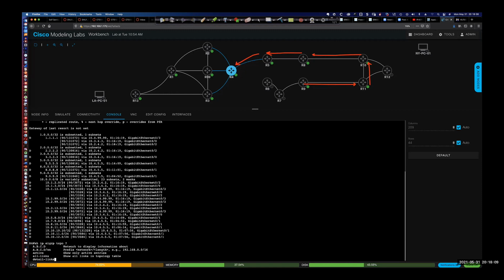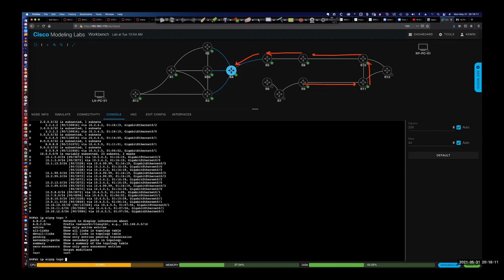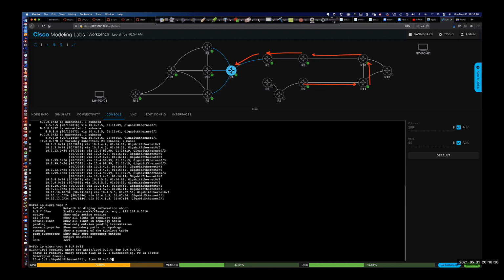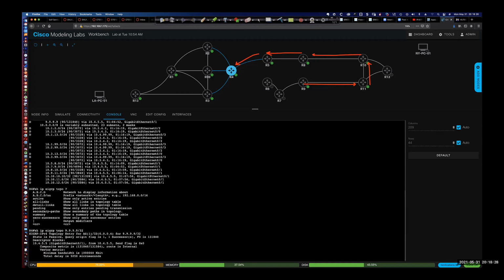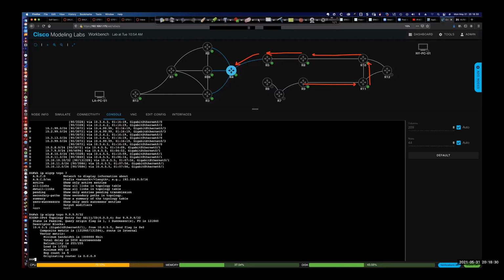And you can see right here, I can give it the exact network that I've learned about that I'm interested in finding more information about. So I'll say show IP EIGRP topology 9999/32, because that's the route that we've learned. We'll hit enter and take a look at the information that we learn here, right?